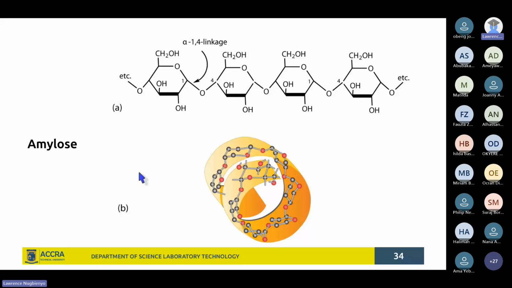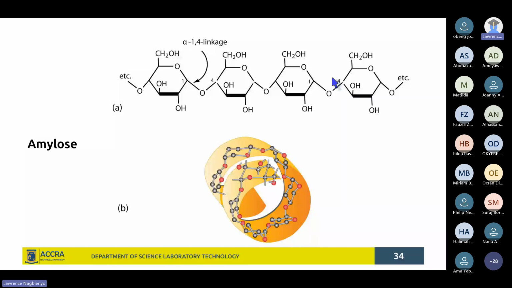Now we take what we refer to as amylose. So amylose is one of the components of starch and is a homopolysaccharide that is having the alpha 1,4-glycosidic bond between them. So you see that straight chain as an amylose molecule there.